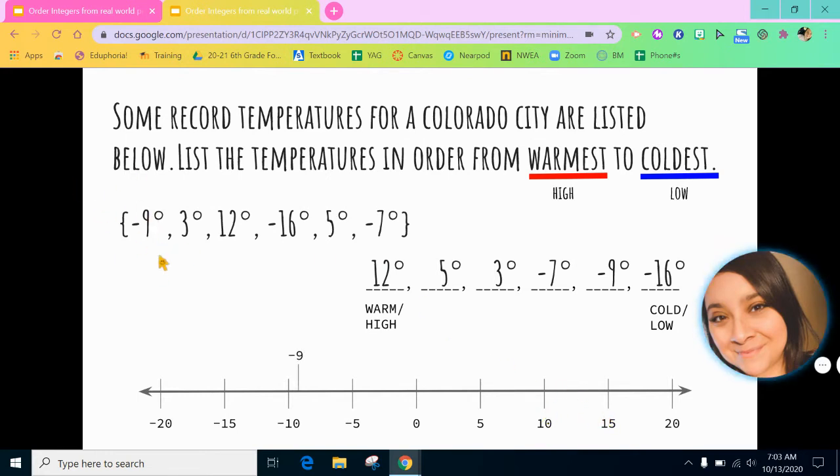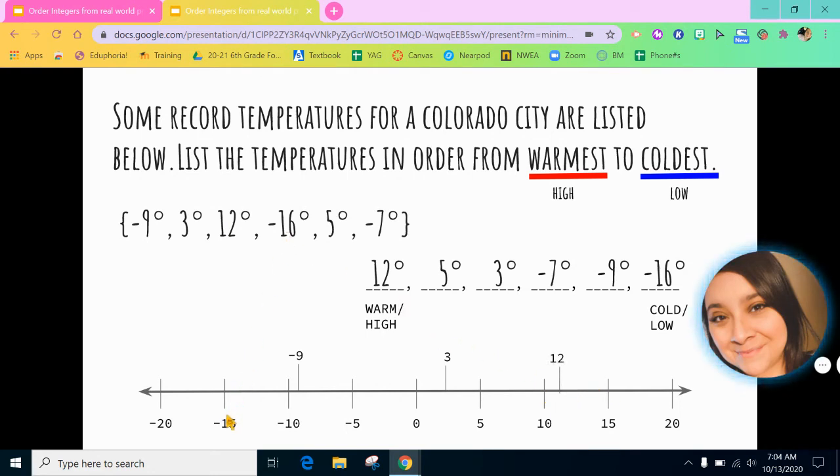Oh, I'm sorry, I did these first. So -9 would be between -5 and -10. Now, this is the one that tricks up the kids the most, because they want to say -9 goes before -10, but -9 would not fall between -10 and -15. So it goes right before the -10, which would be here. +3 would be between the 0 and the 5. +12 would be between 10 and 15.